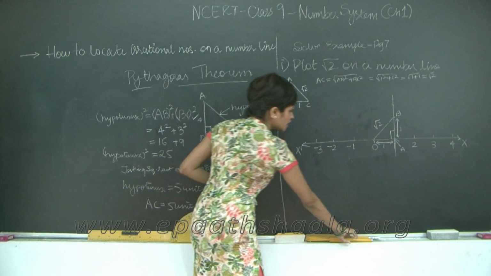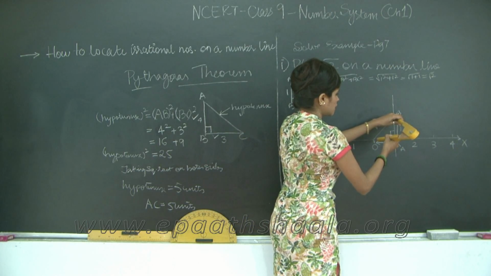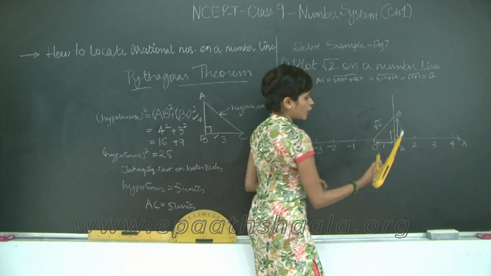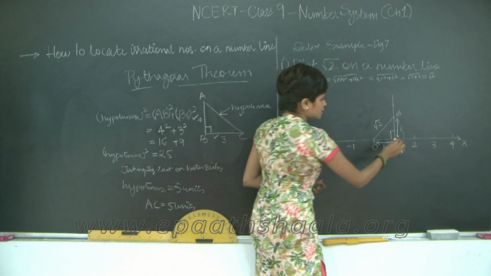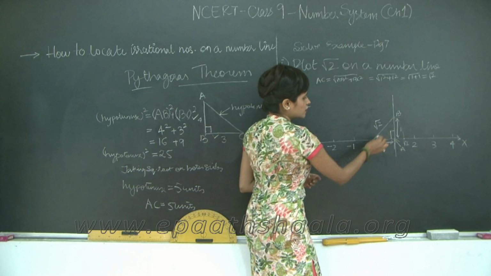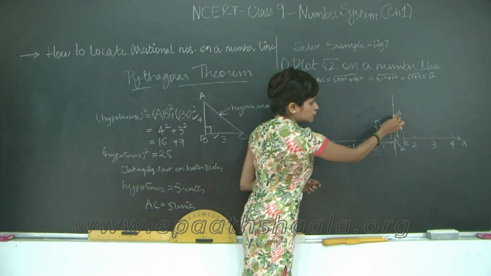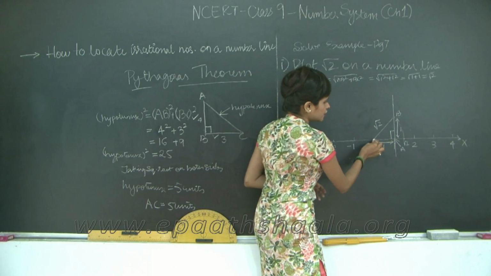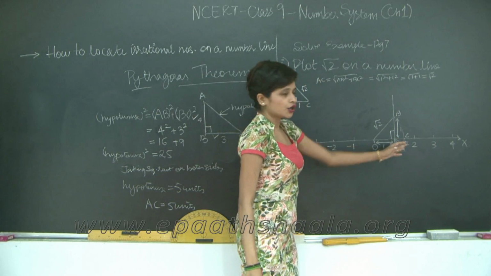Correct? Now with O as my center and OB as my radius, I am going to draw an arc on the number line. Correct? So this point here is root 2. Why root 2? Because OB here is the radius. I have taken equal length from O and B, and I have cut the number line, drawn an arc. So even this length here, O to C, let me call this point C. So OC also becomes the radius, which is root 2.